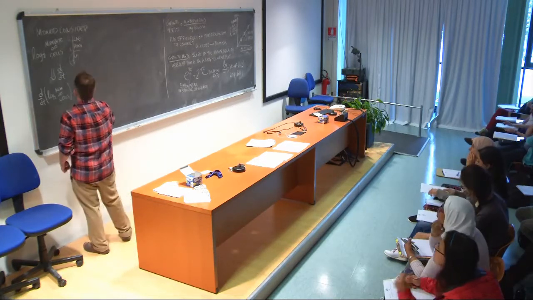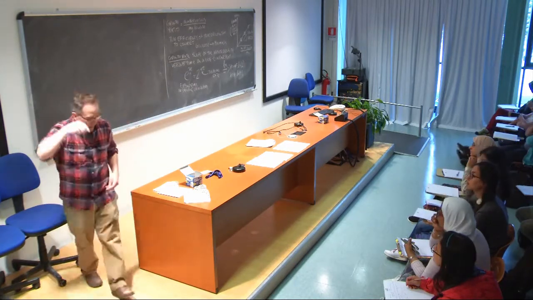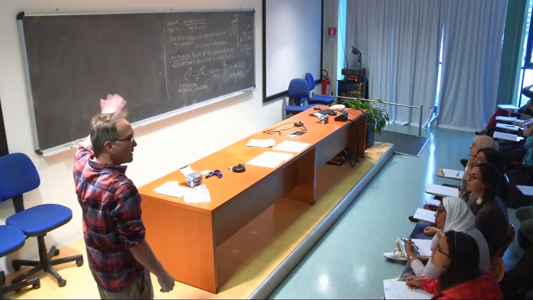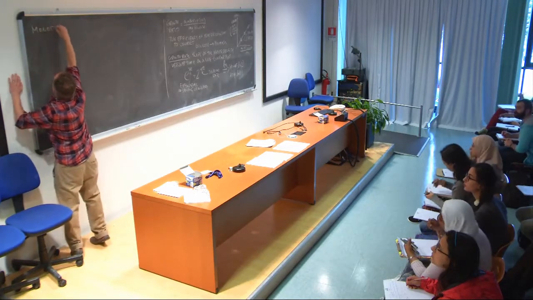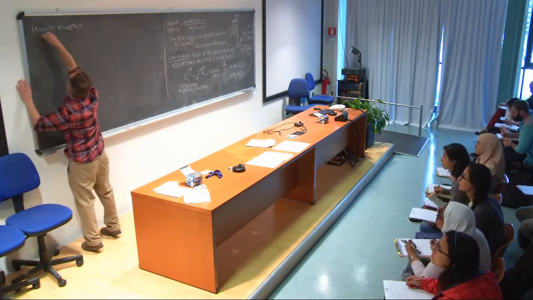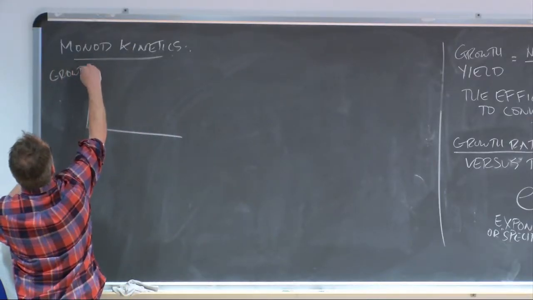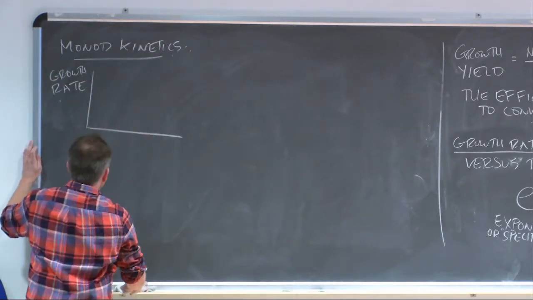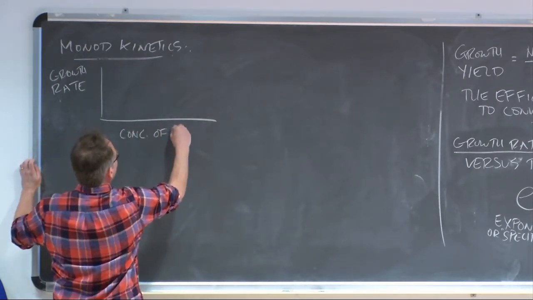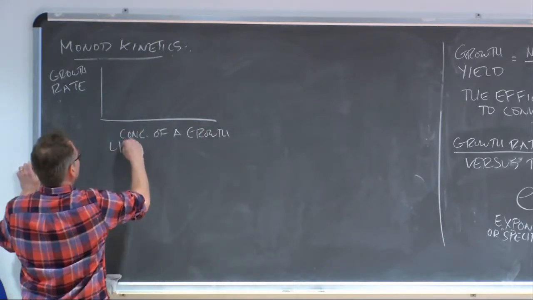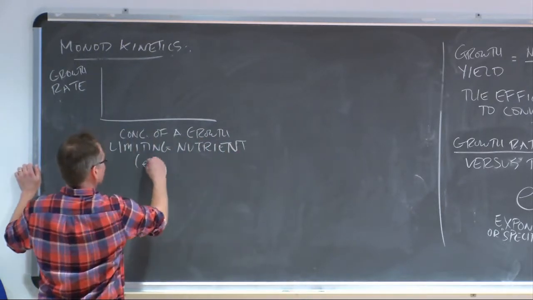The first point that I want to make is something that Monod was famous for from his thesis work. So this total growth is something that's used all the time in bioengineering. The next thing that he was probably most known for is something called Monod kinetics. And the idea here is that if you plot the growth rate against the concentration of a growth limiting nutrient, for example, glucose.